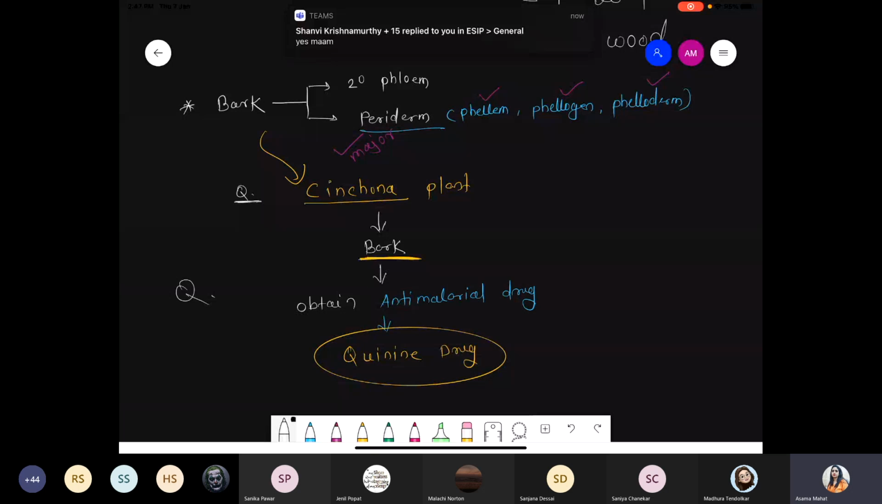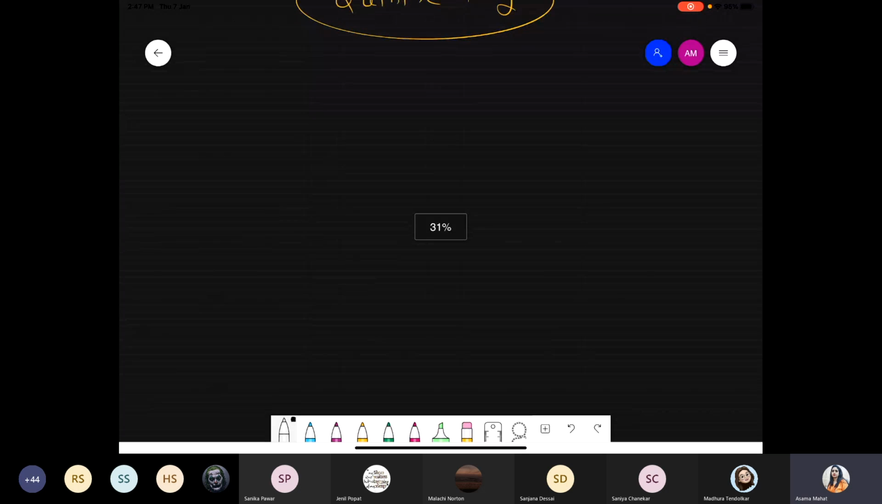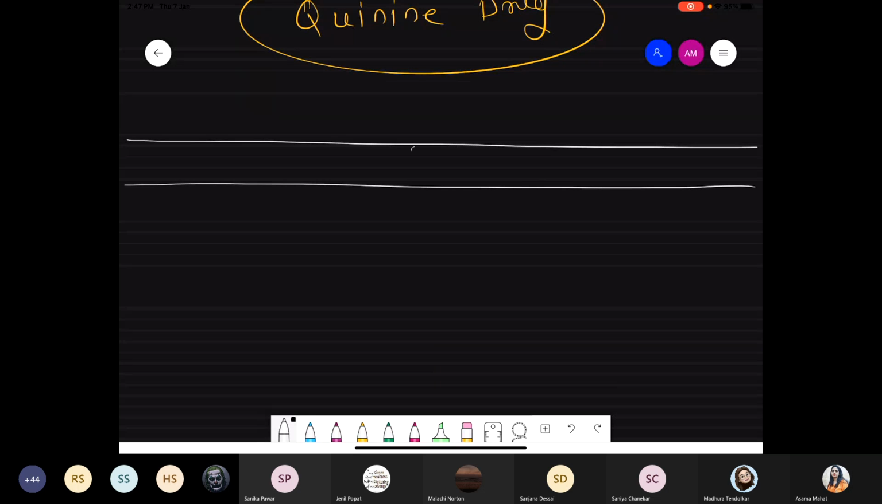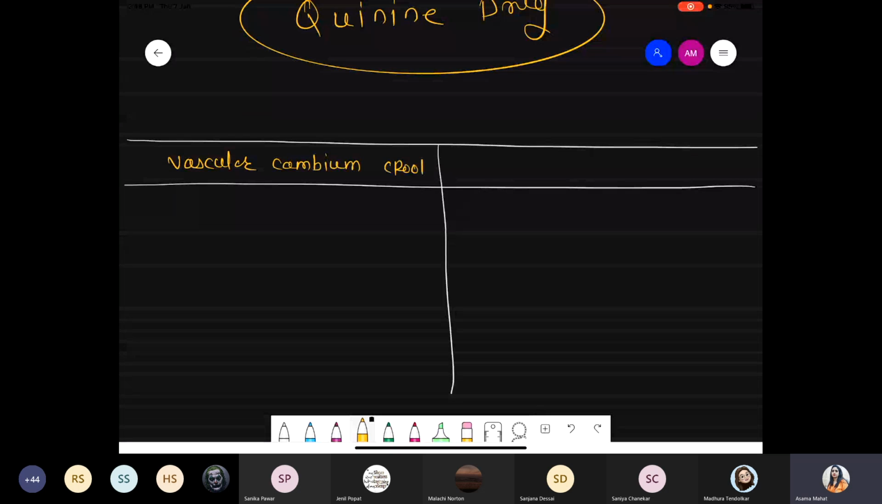Chalo. So quickly, the last point, we are talking about some differences between the vascular cambium in the root and the vascular cambium in the stem. Then we end this chapter. Next part, so quickly, we are talking about just 2 points. What exactly is the difference between the vascular cambium in the root system and the vascular cambium in the stem?